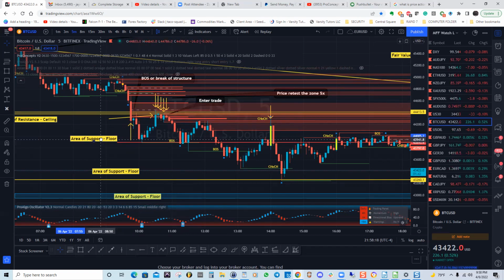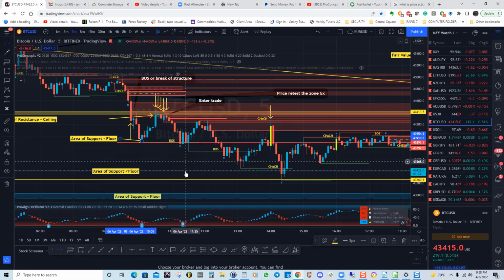Where did this support level come from? It came from right here. A candle right here formed a support area, and I would have taken this trade from here to here, and that would have been a quick scalp.